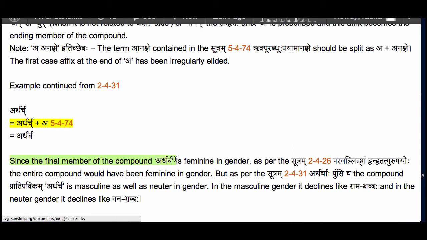Now since the final member of the compound ardharcha is feminine in gender, as per the sutram paravalingan dvandvatat purushayoho, the entire compound would have been feminine in gender. But as per the sutram 2431 ardharchaha pumsicha, the compound pradipadikam ardharcha is masculine as well as neuter in gender and not feminine in gender. In the masculine gender, it declines like Rama Shabdaha. So the prathama ekvachanam is ardharchaha. Neuter gender declines like Vana Shabdaha. Prathama ekvachanam is ardharcham.